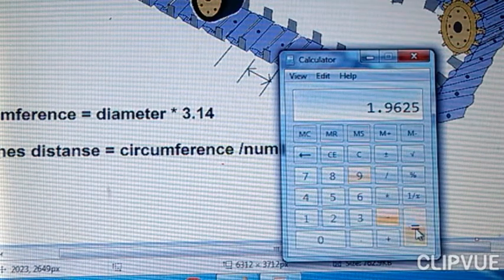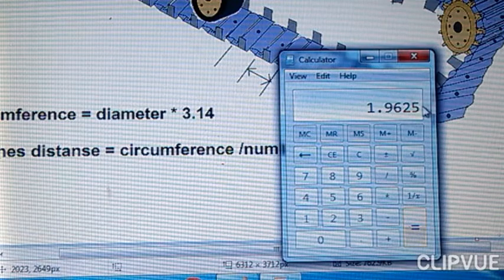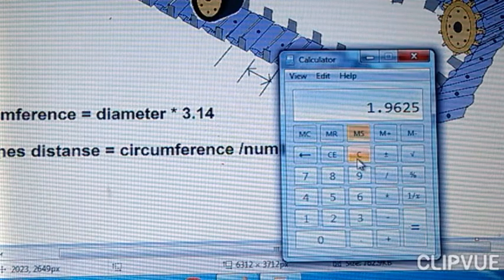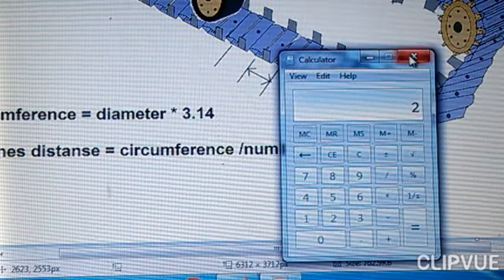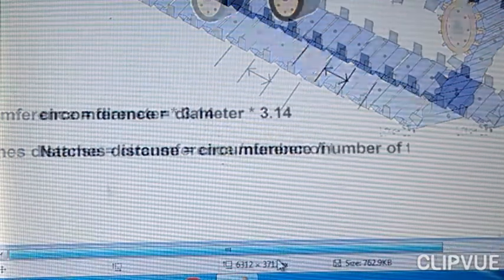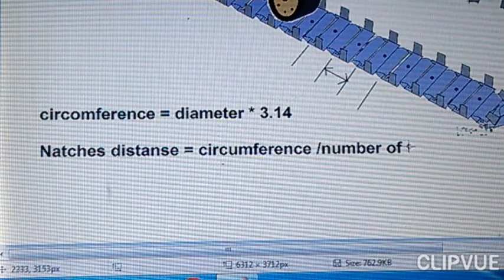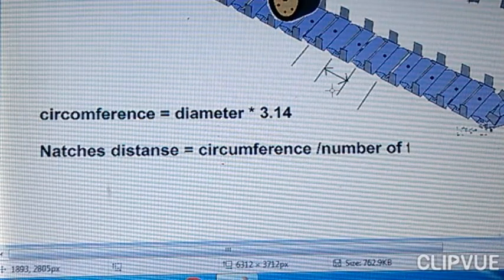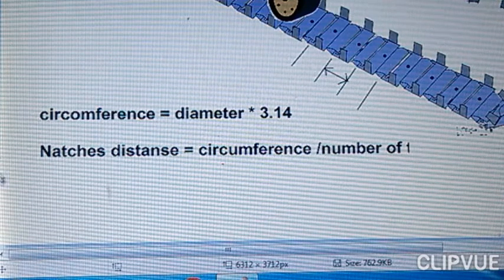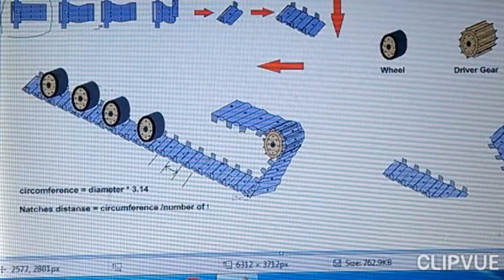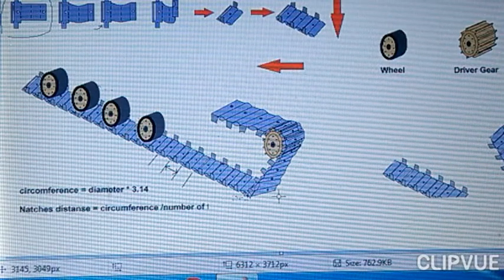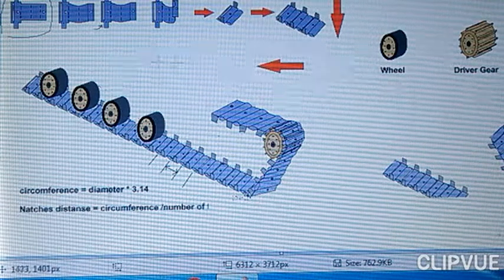That's equal to 2 centimeters. These are the mathematics or the laws you can use. Finally, you will have this beautiful design for your RC tank or RC rover or RC robot truck.